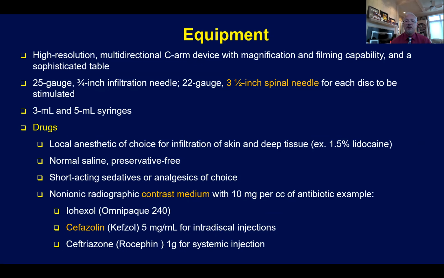I use exclusively fluoroscopy equipment, high-level, high-grade equipment. And I use a small hypodermic needle and syringe for infiltrating the skin and subcutaneous tissues, 25 or 27 gauge, 1 inch to 1.5 inches. For the actual penetration of the annulus fibrosus, I use a 22 gauge, 3.5 inch Quincke type cutting needle with a curve at the tip.